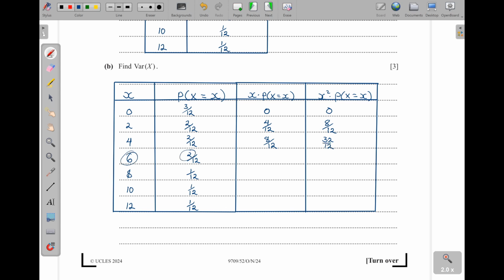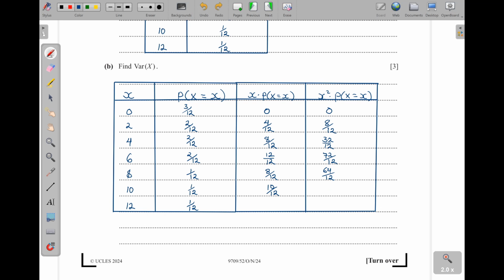And then 6 times 2, that one will give us 12 over 12. And then 6 squared, that is 36, times 2, that is 72. So 72 over 12. Then 8, of course, times 1, that will give us 8 over 12. And then 8 squared, 64, times 1, we get 64 over 12. And then 10 times 1, that will give us 10 over 12. And then 10 squared, 100 times 1, that's 100.